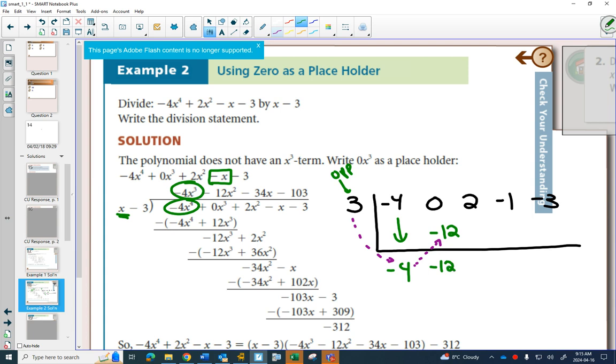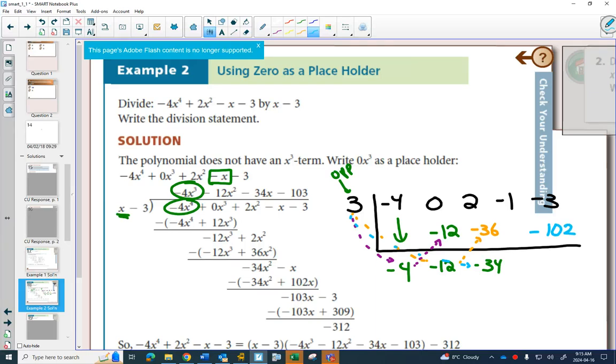And now I repeat this process just the same way that I repeated processes in long division. I'm going to take this positive 3 and now multiply it by that negative 12 to get negative 36. And when I add them, I get negative 34. Notice that matches up with the negative 34 in our long division. Again, one more time, I multiply the 3 by the negative 34, and I get negative 102.